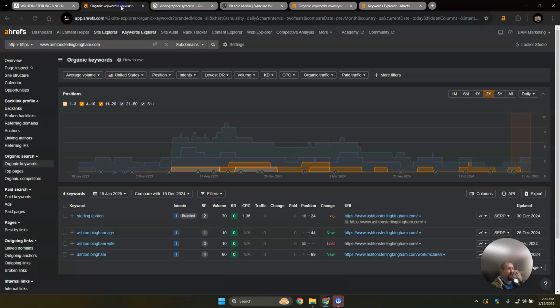Looking at some of the keywords that you're indexed for, it's your name, age, wife, and your name again. Those I wouldn't really call buyer intent, because these are people that already know you or know of you. Ones for you would be like Utah videographer or Layton videographer, or things like that.